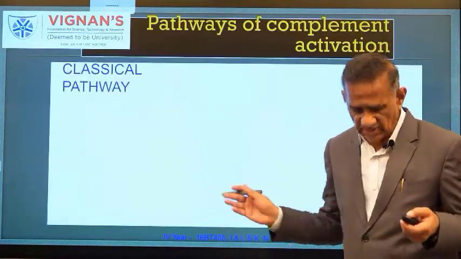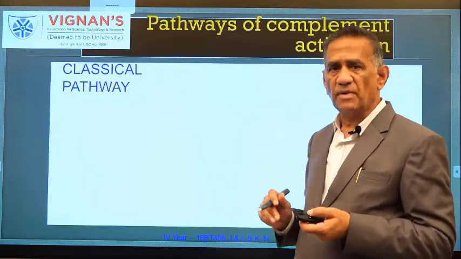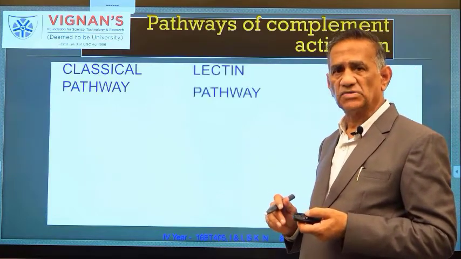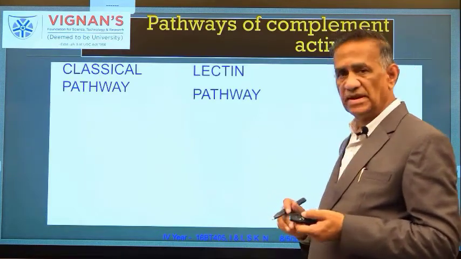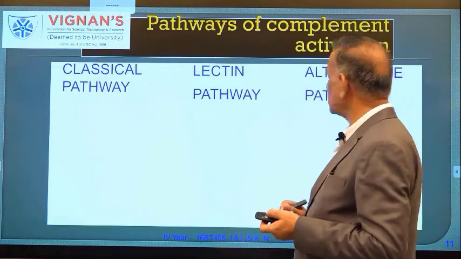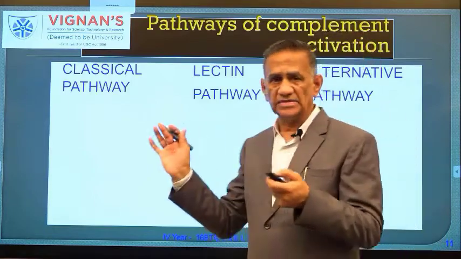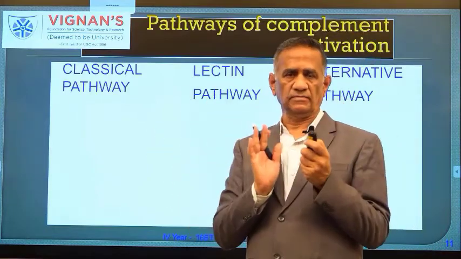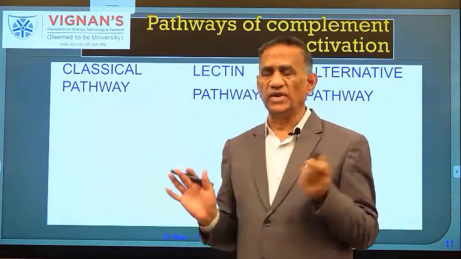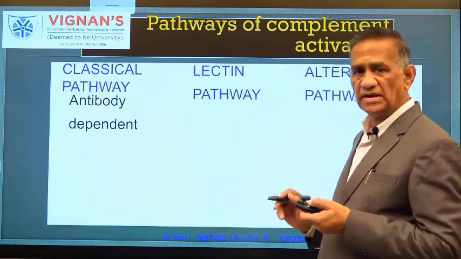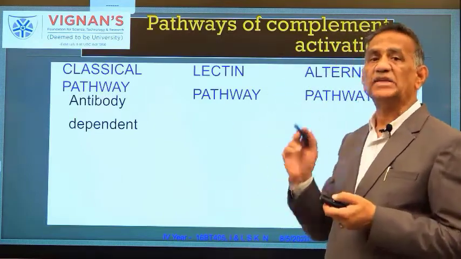So, as also shown in the video, there are 3 pathways. One is the classical pathway, the next one is the lectin-mediated pathway, and the other one is the alternative pathway. The 3 pathways are not totally independent; they converge in between. Let us see. The first one, the classical pathway, is antibody dependent.